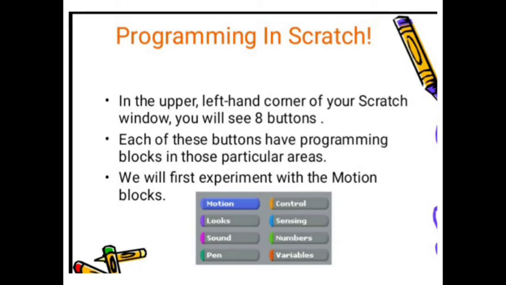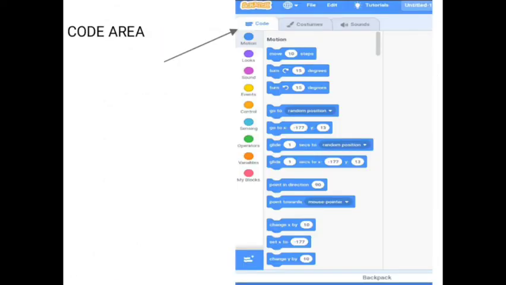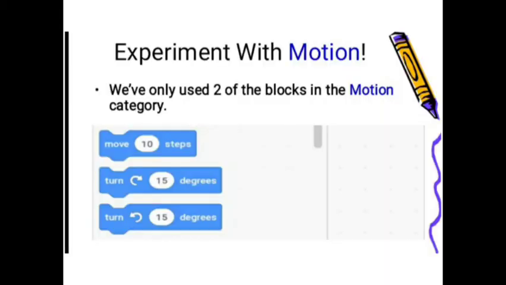Programming in Scratch. In the upper left hand corner of your Scratch window, you will see 8 buttons. Each of these buttons has programming blocks in those particular areas. We will first experiment with the motion blocks. This is the code area. You click here, and these are the buttons you use to experiment with the motion button.